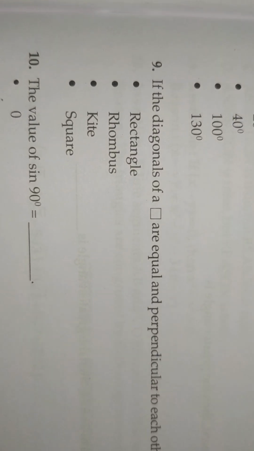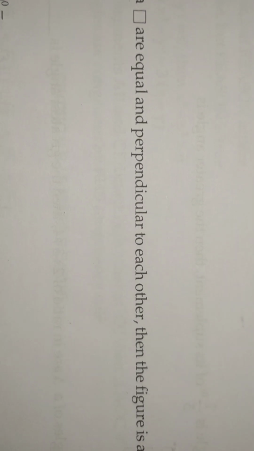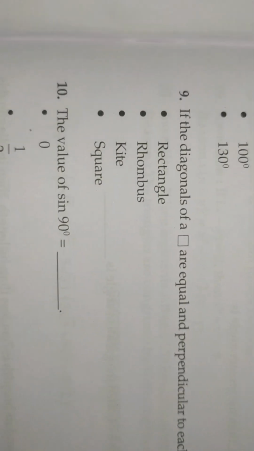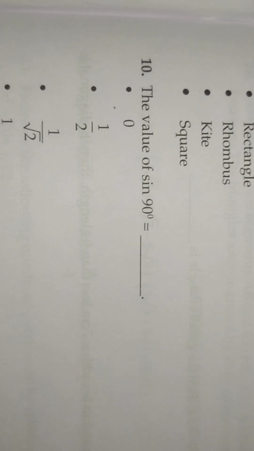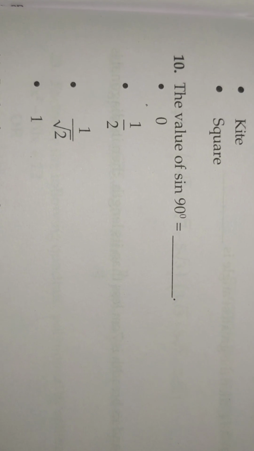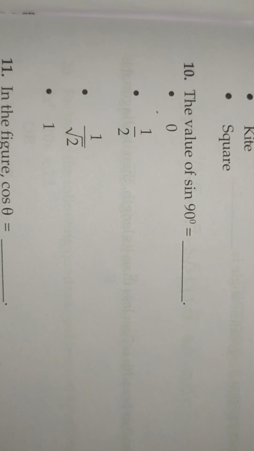Question number 9. If the diagonals of a quadrilateral are equal and perpendicular to each other, then the figure is a square. Okay, we'll go to question number 10. The value of sine 90 is, this is a very easy answer, so the answer will be 1.